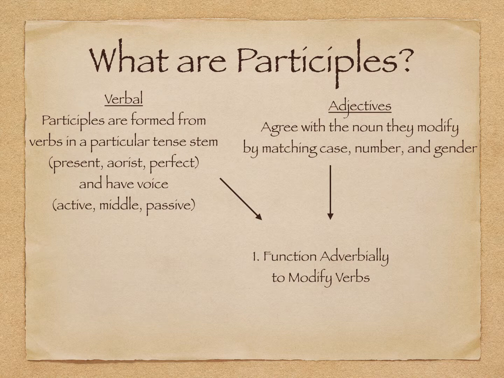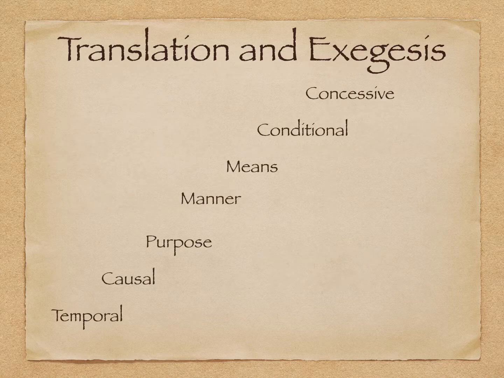They are verbal in that they are formed from a verb in the tense stem, and they have voice. They're also adjectives. They agree with the noun they modify, matching case, number, and gender. So this is review. And we've thought about translation and exegesis. So what we are going to look at here in chapter 29 with the adjectival participle involves not so much parsing, not decisions about case, number, gender.